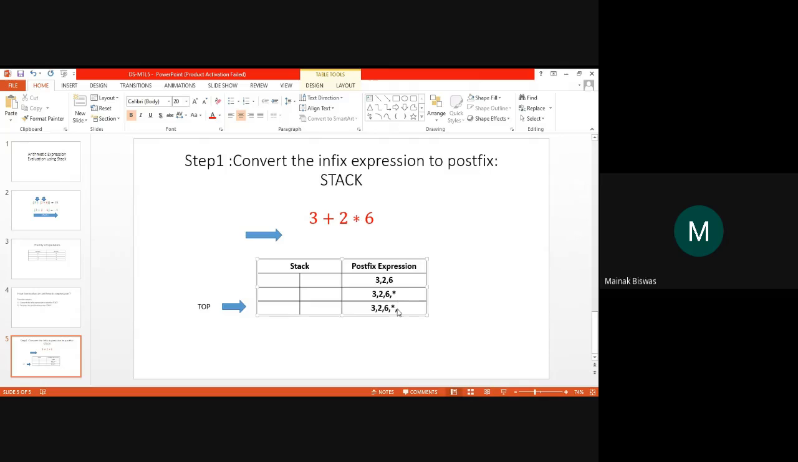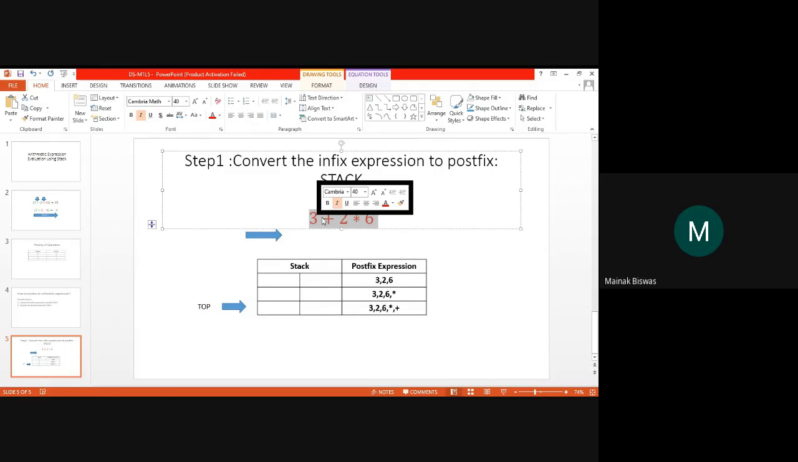So what was the expression? Addition. Now this represents the postfix expression of the infix expression, that is 3 plus 2 times 6. In the postfix expression, the operator lies to the right of the operands.